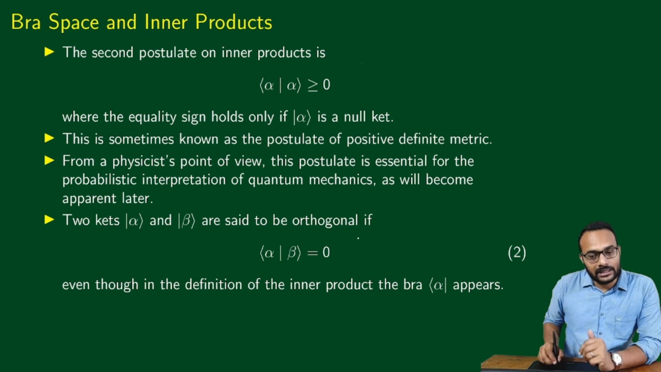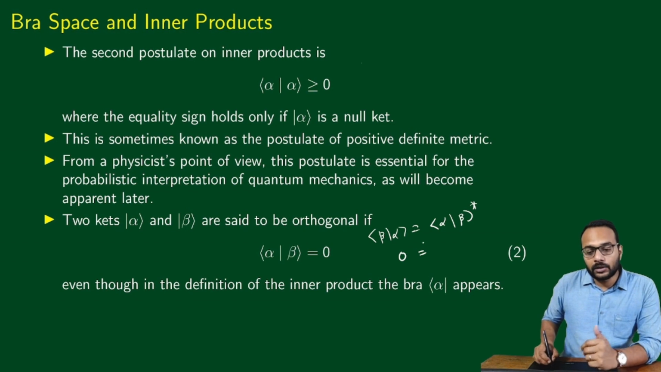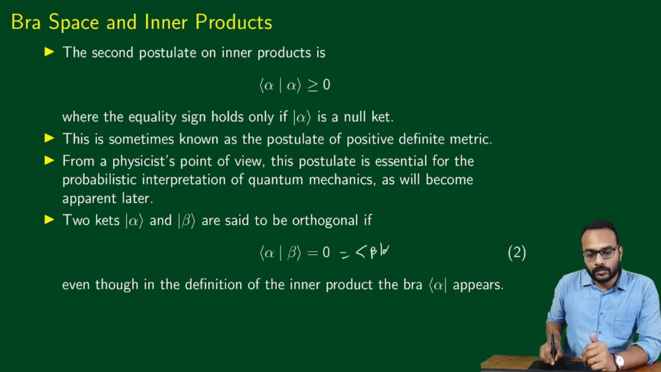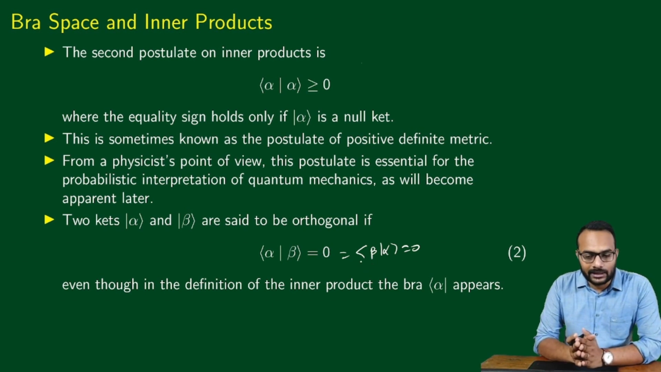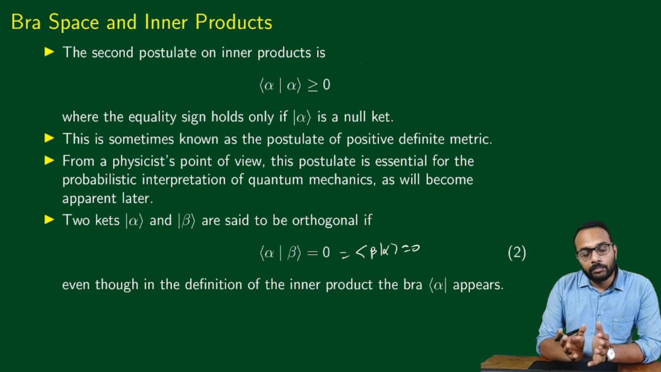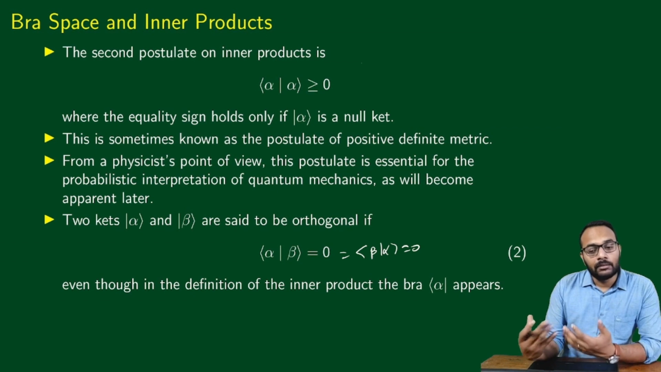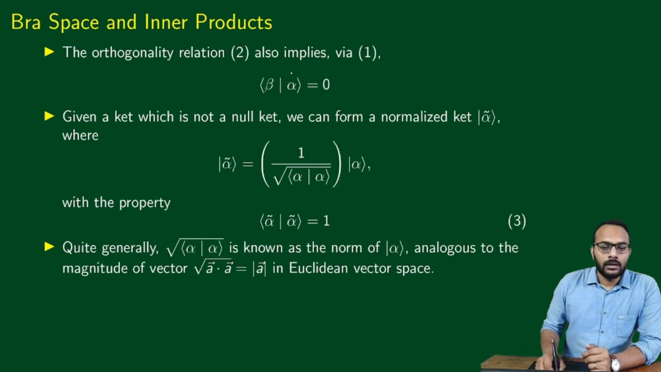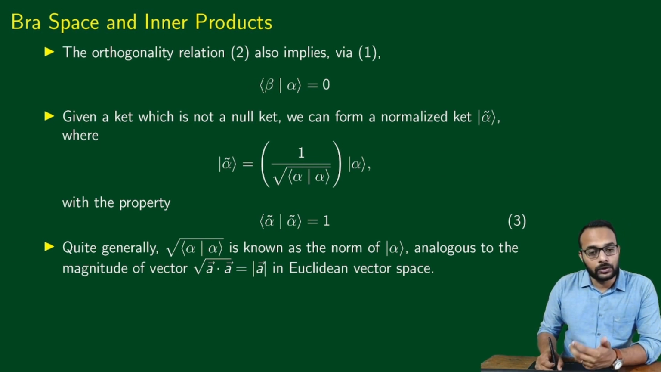Now, if bracket alpha beta is equal to 0, then bracket beta alpha also will be equal to 0, because we know that bracket beta alpha is equal to bracket alpha beta star. So if bracket beta alpha is equal to 0, 0 is the complex conjugate of 0 itself. So if bracket alpha beta is 0, this also means that bracket beta alpha is 0. So if you are checking for orthogonality, it doesn't matter in which order you combine beta and alpha. You could either combine bra alpha with ket beta, or you could combine bra beta with ket alpha. And if they are orthogonal, both these would be equal to 0. So bracket beta alpha has also to be equal to 0 if they are orthogonal.